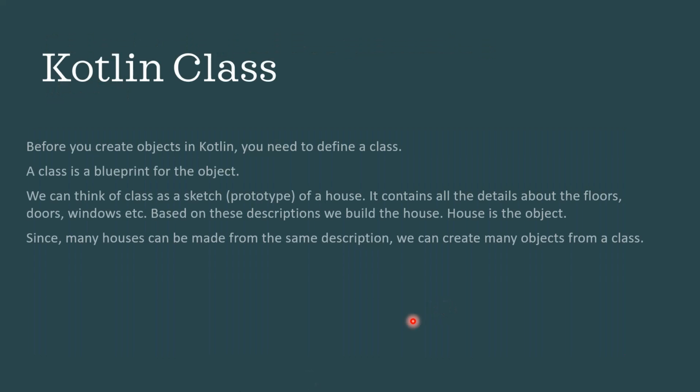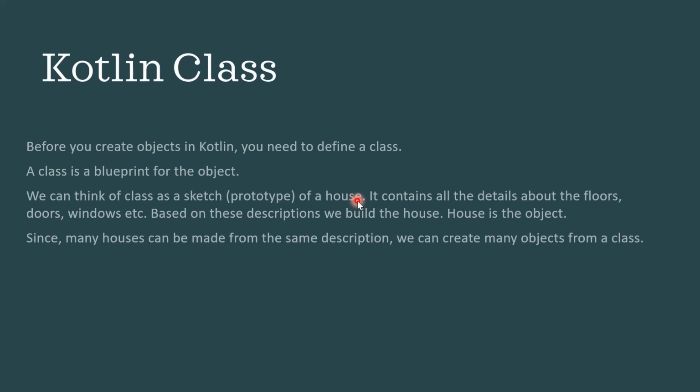In this slide I think you'll get a much clearer look. Before you create objects in Kotlin, you need to define a class. A class is a blueprint for the object. You can think of a class as a sketch of a house. Let's imagine an architect. An architect or a civil engineer has a blueprint of the house, and this blueprint acts as a template or a prototype for the house, right? So this can be thought of as a class.